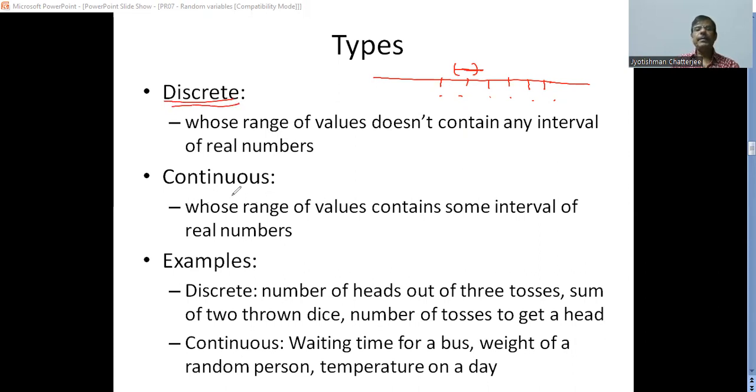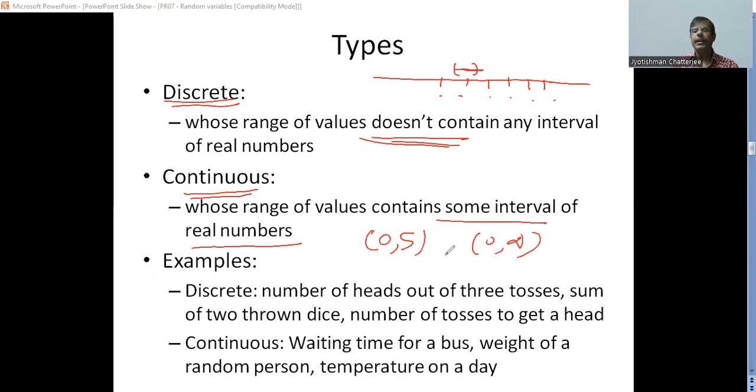The other type of random variables is continuous. And the property of that is exactly the opposite. Here, in case of discrete, it doesn't contain any interval. And in case of continuous, it contains some interval of real numbers. That is either, say, 0 to 5 or 0 to infinity or -1 to, say, 0.5. Some such interval must be part of the range of values of the random variable. In that case, you call it a continuous one.